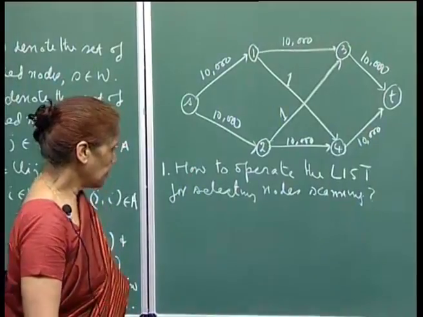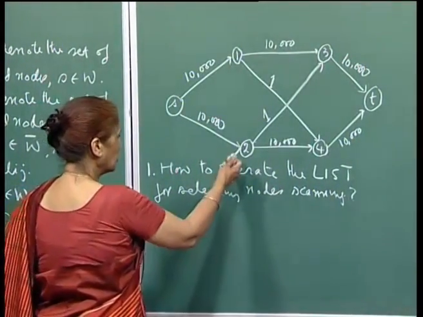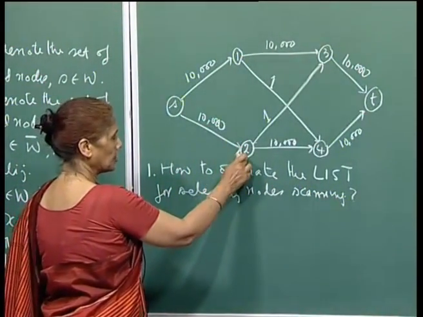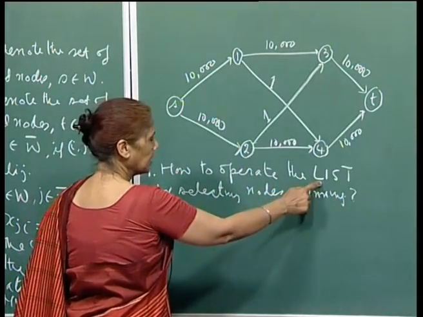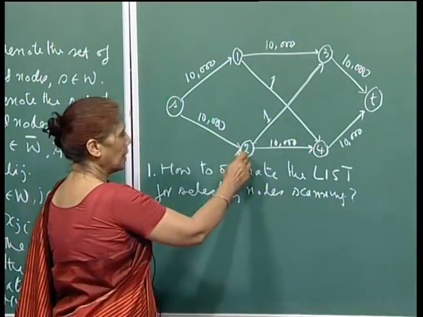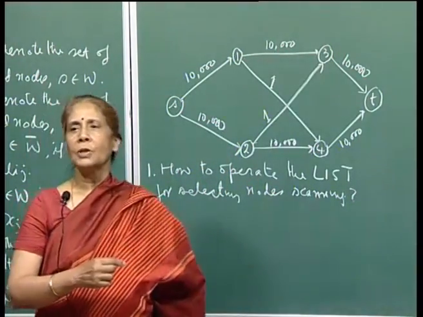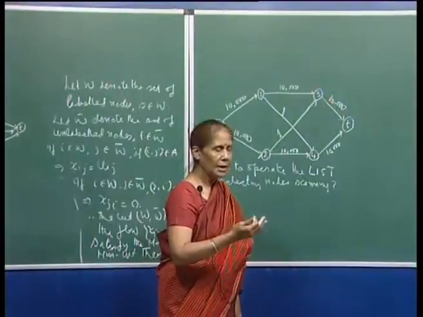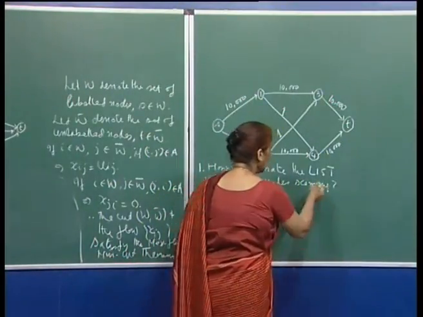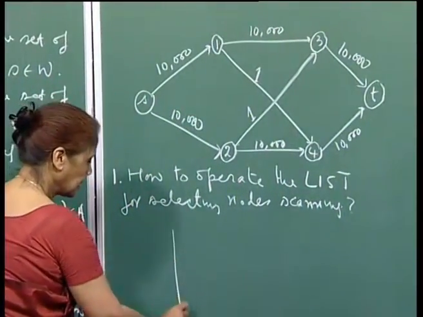So, say for example, when you scan a node, that means a node has been labeled, so that is a part of the list. Then you take it out from the list, and then you scan. That means you try to see which nodes you can label from this node, and then you put the labels and add them to the list. So now you may operate a list like this.